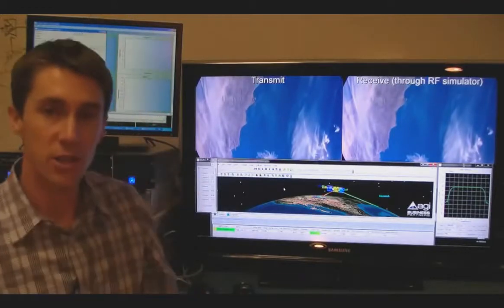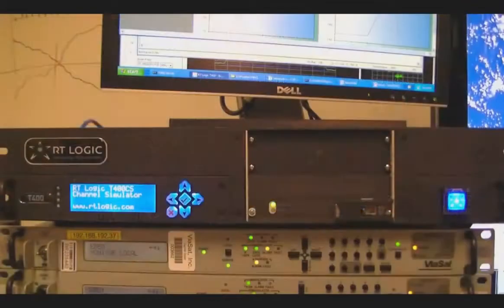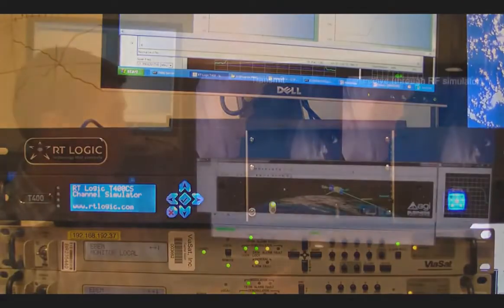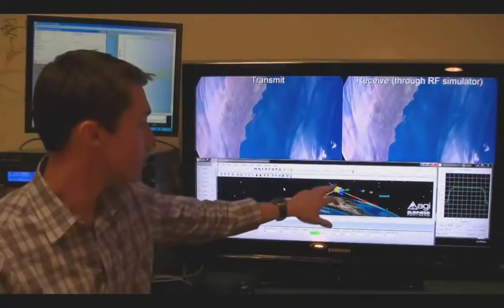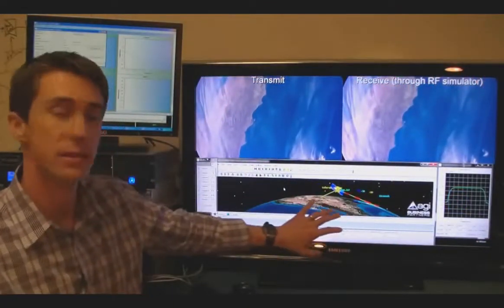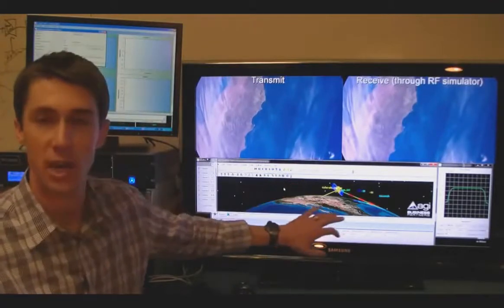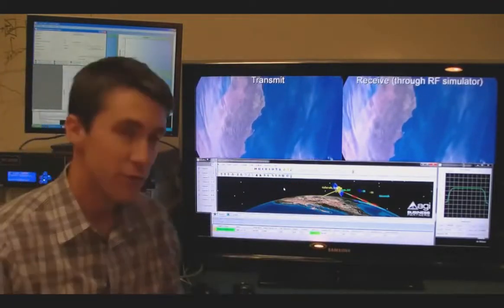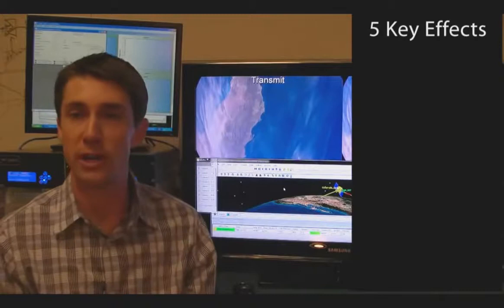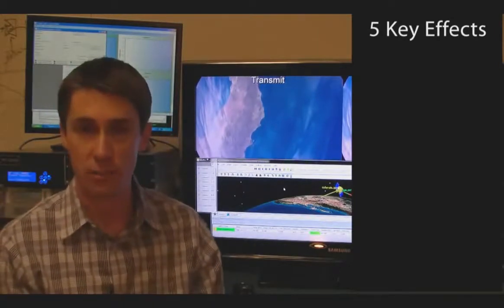So using the RT Logic channel simulator in between the two modems, we can actually distort the signal in a way that models what would actually be happening in this satellite communication scenario we're watching. So there are 5 key effects that are critical to creating a realistic simulation of a channel.